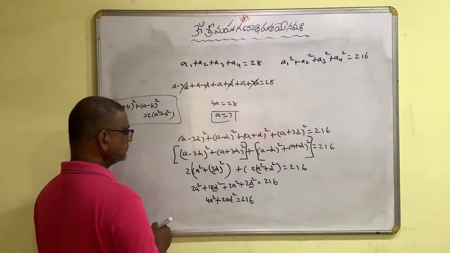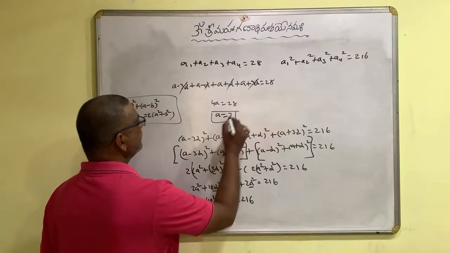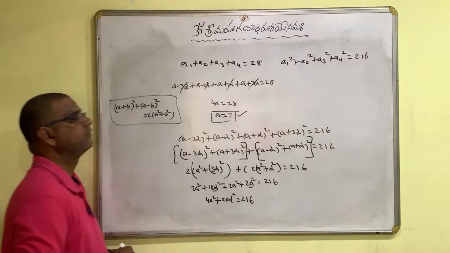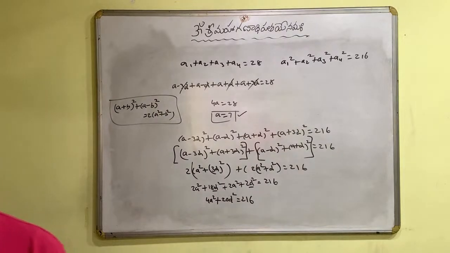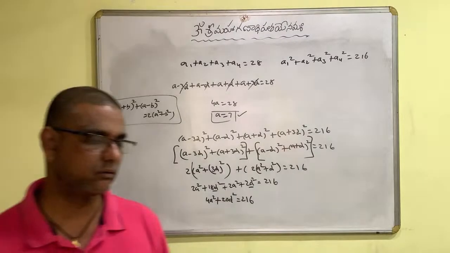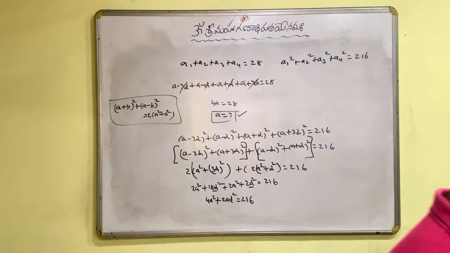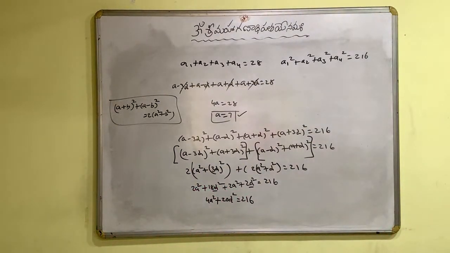Now we have a value 7. So substitute that value and find out the d value. We have a as 7, right? Substitute the a value and find out d.